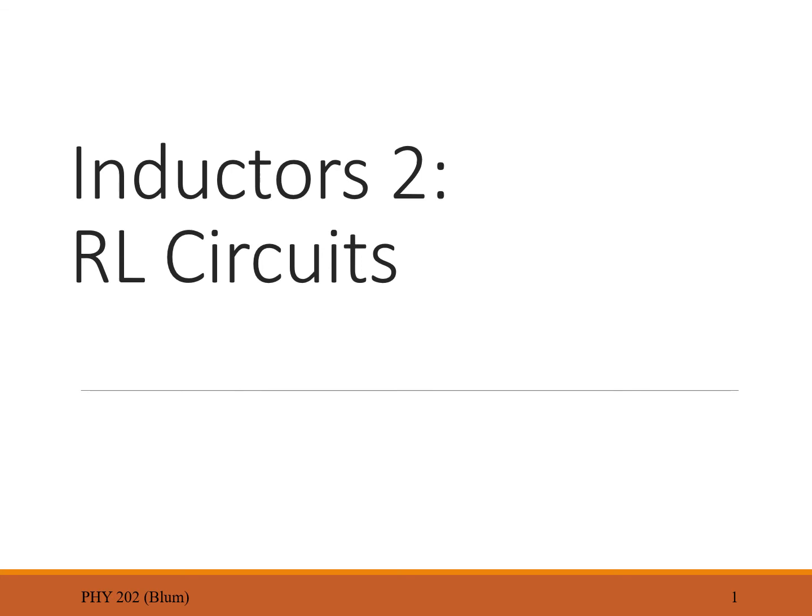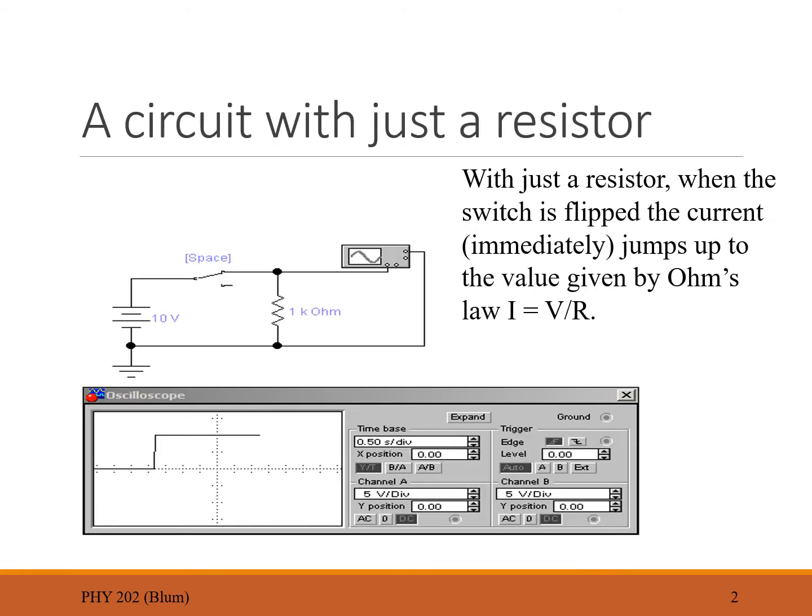In this presentation, we'll look at circuits that have an inductor and a resistor, an R and an L, and thus are called RL circuits. If we have a battery and a switch connected just to the resistor, then when you flip the switch, the voltage is applied all to the resistor, or the current jumps up very quickly to V divided by R, the current given by Ohm's law.